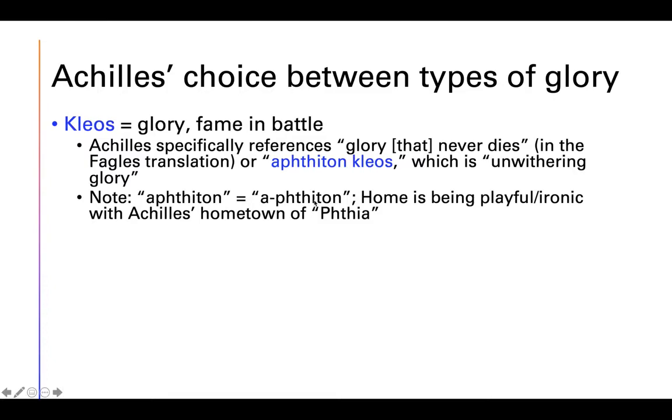This is kind of a fun pun on Homer's part. This word aptheton, which translates to unwithering, has this PH-TH root that is the same root as Achilles' hometown of Phthia. So it's kind of interesting that Achilles is from this place that means the withering place.